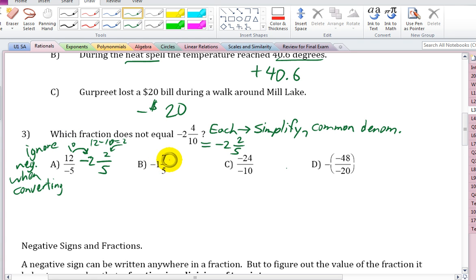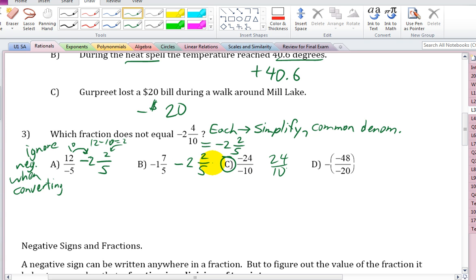What about B? Is that proper? No. Okay, you can take out another group of 5. So this would become a 2, and then you would have 2 remaining. They're equal. Okay. What about this one? Well, let's not even bother changing it to a mixed. If you have 2 negative signs, what's the true value of the fraction? Positive 24 over 10. So this one right away does not equal it.